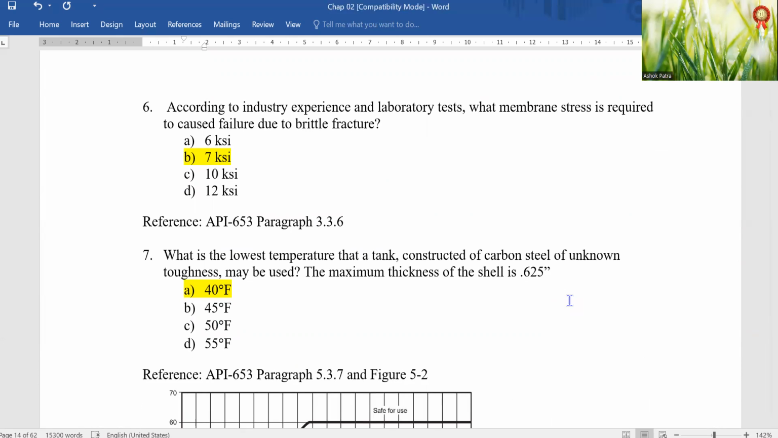According to industry experience and laboratory tests, what membrane stress is required to cause failure due to brittle fracture? 7 KSI. It is 7000 psi. So what is the lowest temperature at which a tank constructed of carbon steel of unknown toughness may be used? The maximum thickness of shell is 0.625.